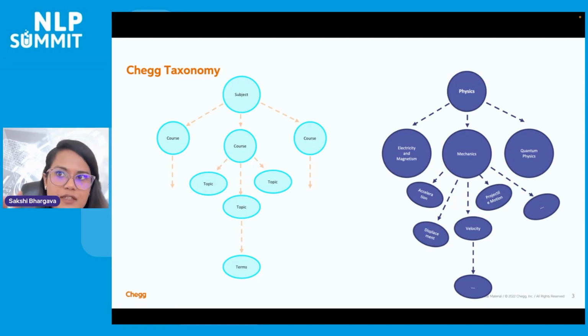It starts with subject at the top, followed by courses, and then topics. Each course can have multiple topics, and topics themselves have a depth of around 4 layers. Topics are analogous to chapters in a book if you assume course is a book itself. So that's the analogy. And lastly, each topic at every level has a set of terms associated with it. These terms are the most granular level in the hierarchy. The diagram on the right here is an example of a taxonomy tree of subject physics.